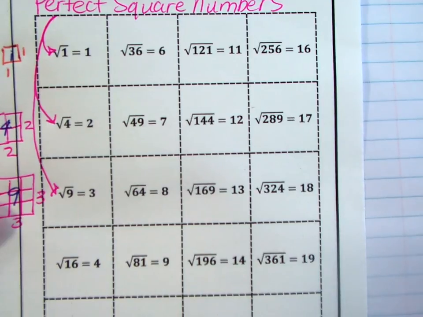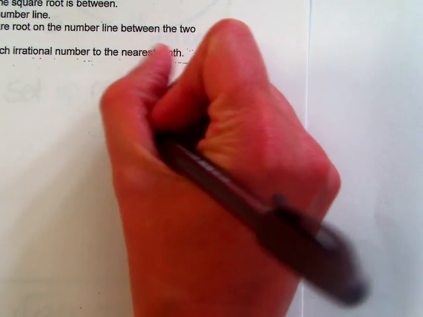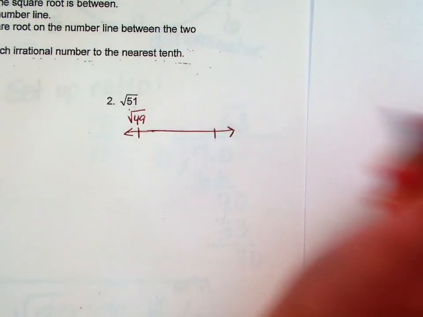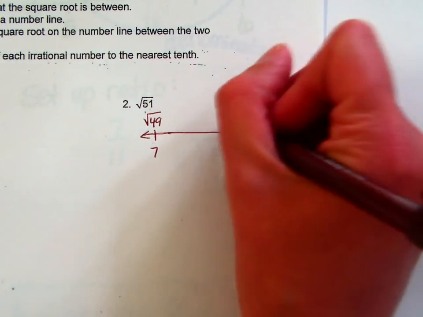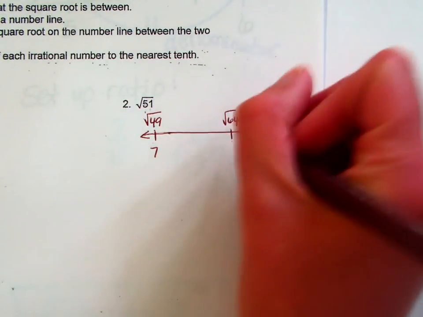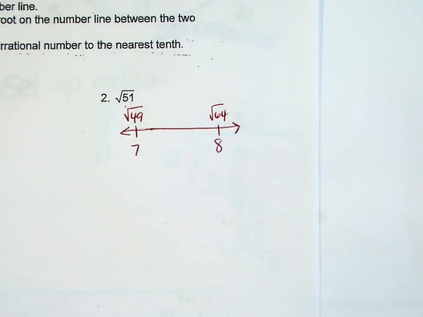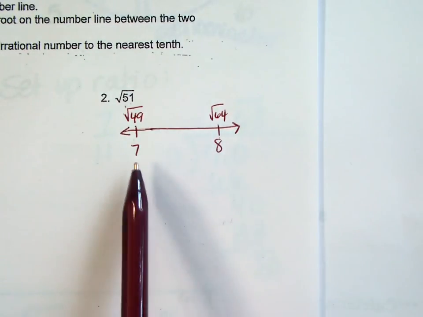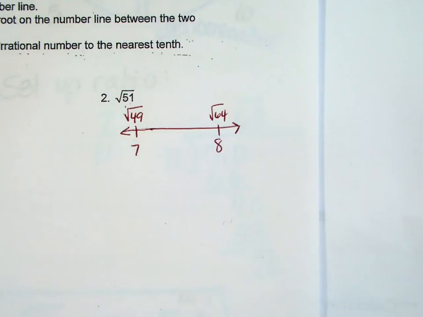So I can label that on my number line. So that gets you a start. You know, your estimate's going to be between 7 and 8. It's going to be 7 point something. All right, and then 51 is going to probably fall a little bit closer this way, right?